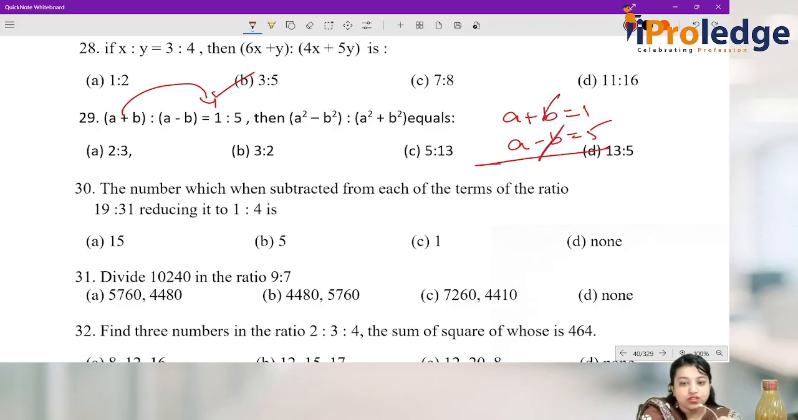Add both. B gets cancelled. What is A plus A? 2A equal to 6. That implies A will be 3. If A is 3, B is minus 2.